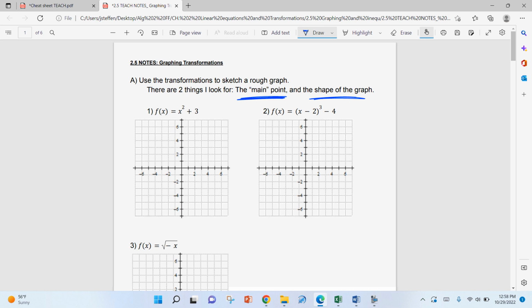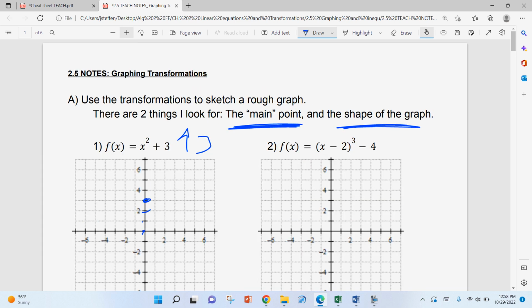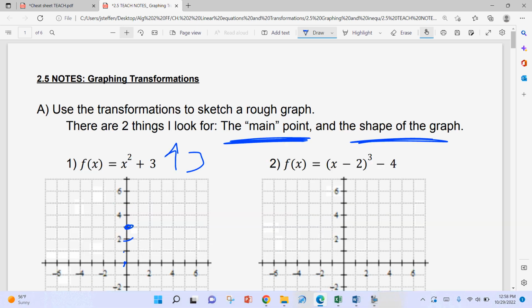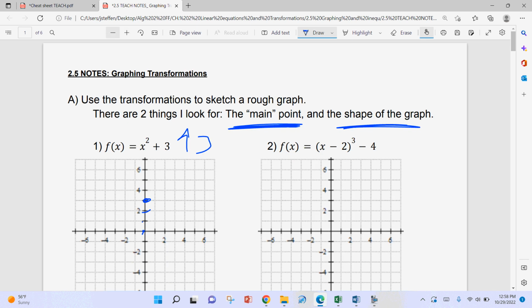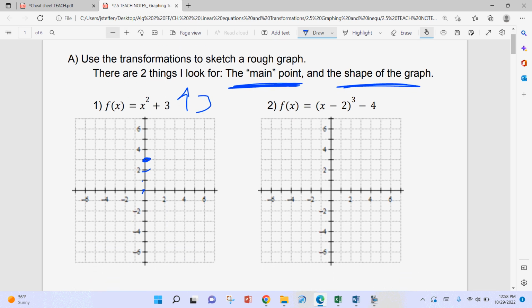So this first one, plus 3, means we go up 3. So that main point starts at 0. I go up, 1, 2, 3. Forgot to zoom in. That's going to make life easier for sure. Move that up, 1, 2, 3, and we have that point. And so that's the first thing I'm looking at to grade. The second thing I'm looking at to grade is the shape.